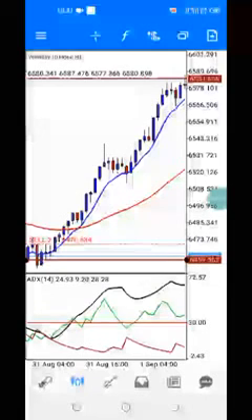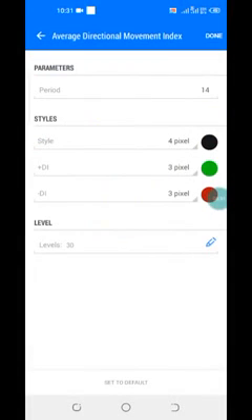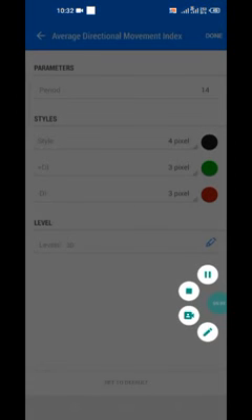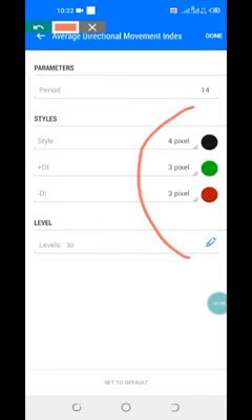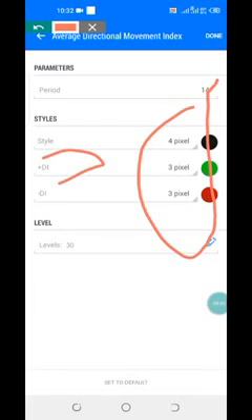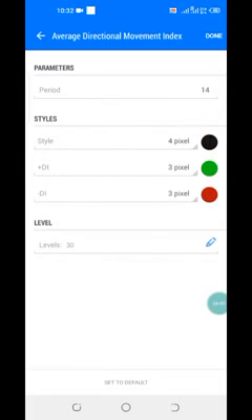So the setup I'm going to show you now is that the average directional movement indicator, like I told you, is very critical. It's a very crazy indicator that I use every day. This is my setup, how I do my setup. Everything here, this is what you look at. There are some parameters that you must take care of. The period should be 14. The style should be 4 pixels. Here, the positive DI, which is the directional index indicator, should be 3 pixels, and the color should be green. Then the negative DI should be 3 pixels, applied to red. So that is exactly how I do my setup.